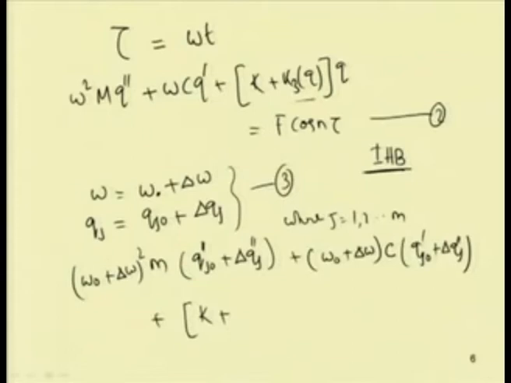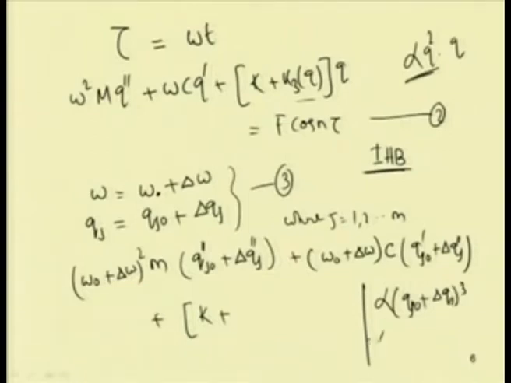If I take a Duffing type of equation, in this case it will be alpha q square into q, so this term will be alpha q cube. For the q square term I can substitute q equal to q j 0 plus delta q j, and in addition I have to multiply with this q. So it will be alpha into q j 0 plus delta q j whole cube.